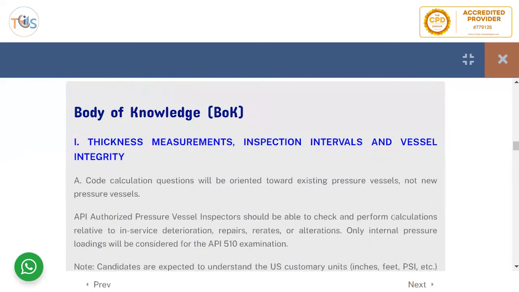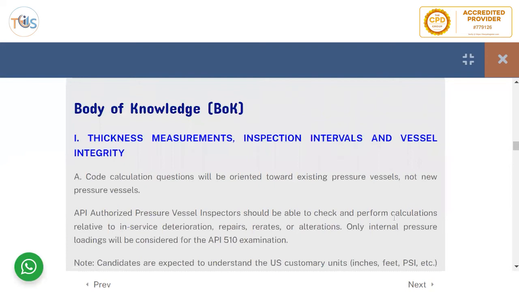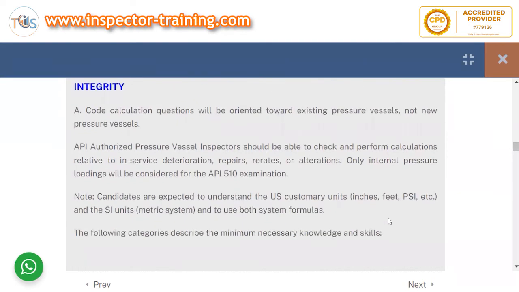Okay. Now, if you go to the body of knowledge, this is what API says an API inspector is expected to know, and that's what you're going to be tested against. So you should be able to do thickness measurement, inspection interval, and you should know about vessel integrity, right? Some units, remember, are in SI units, and some of them are US customary units, inches, feet, PSI, etc. So you should be able to use both systems.